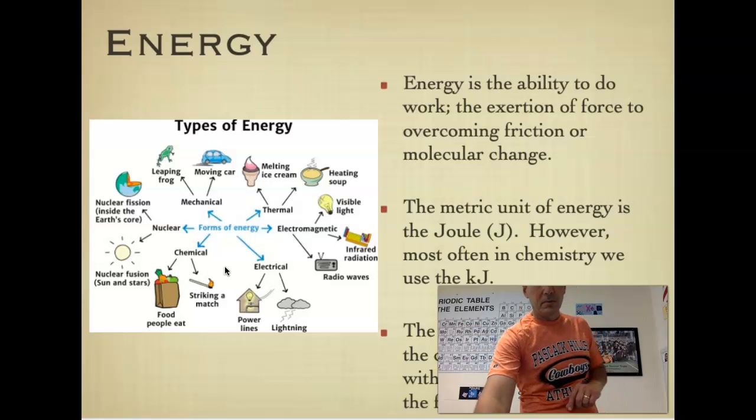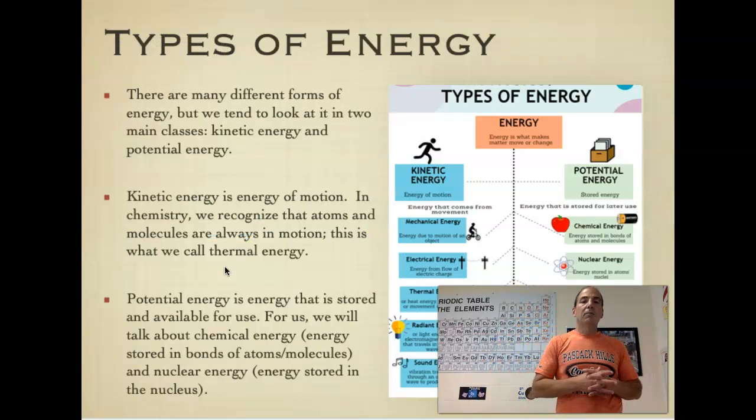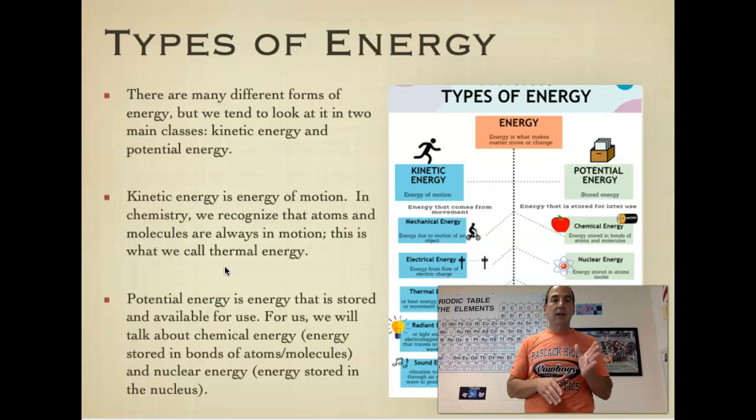That's not us. Like I said, there are many different forms of energy, but predominantly we talk about two main classes: kinetic and potential. Kinetic energy is energy of motion. In chemistry, I said a little while ago that molecules and atoms are always in motion, so kinetic energy is very common. One of the most common ways is thermal energy, which is the kinetic energy of the atoms and molecules as they're moving. You'll see some of the other forms, and we might talk about mechanical energy at some point, but not too much.